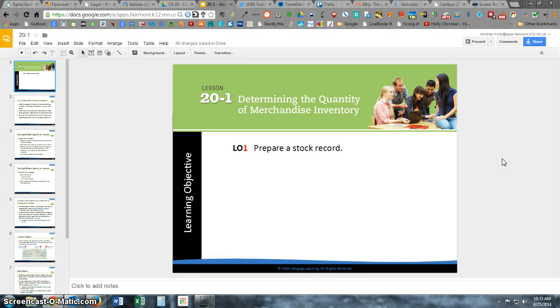Chapter 20 is going to start talking about the accounting procedures we need to do for inventory. In particular, Section 1 is a bit of a review, talking about the different types of inventory systems we have. And then something new is preparing stock records.